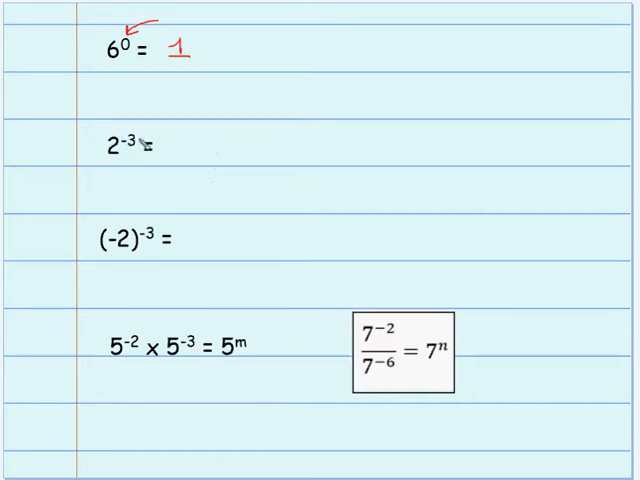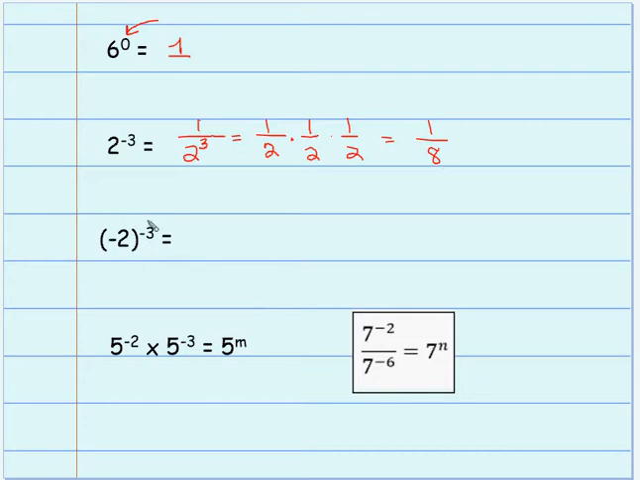So 2 to the negative 3rd power, that is the reciprocal, right? Negative 3 is your exponent, so I have to write this as 1 over 2 to the 3rd power. And then I can evaluate that. That is 1 over 2 times 1 over 2 times 1 over 2, 3 times, which is 1 over 8.